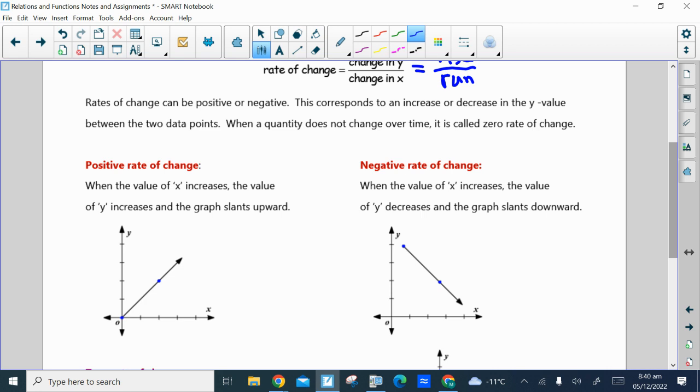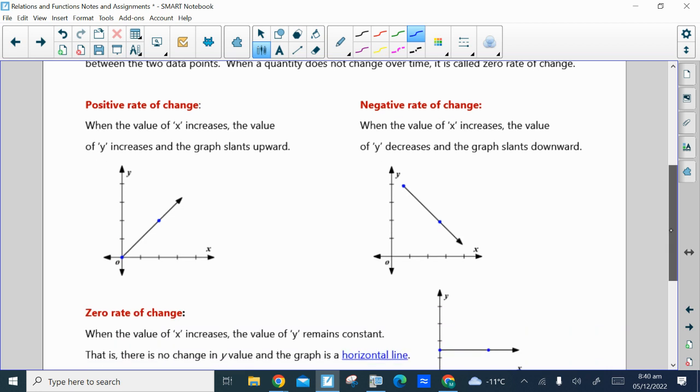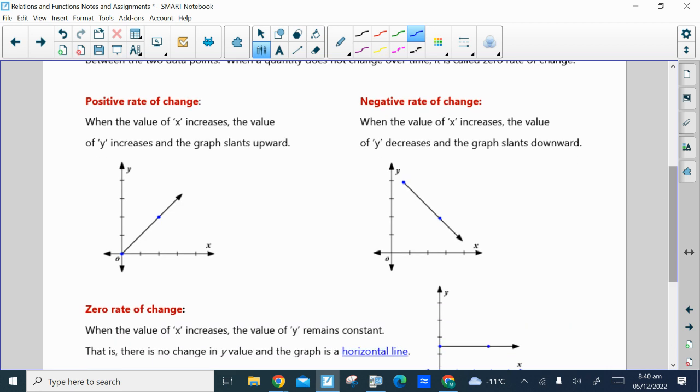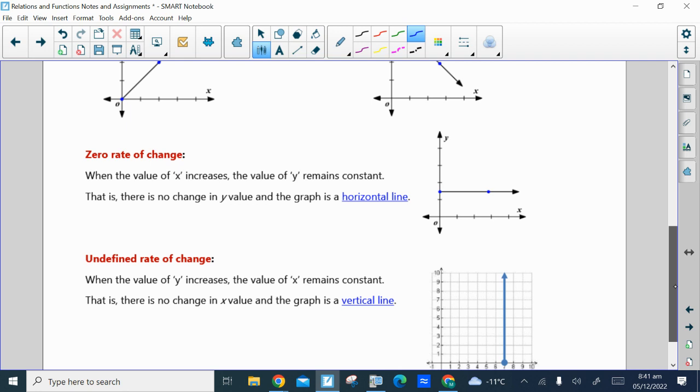So that first graph shows a positive rate of change. As x increases, the values of y also increase. This graph slants upward. As you go left to right, it's rising. That's a positive slope. The second graph is a negative rate of change, or a negative slope, because as x increases, the values of y are now decreasing. And because of that, as you go left to right, the line is falling. It's going lower. That's a negative slope, or a negative rate of change.